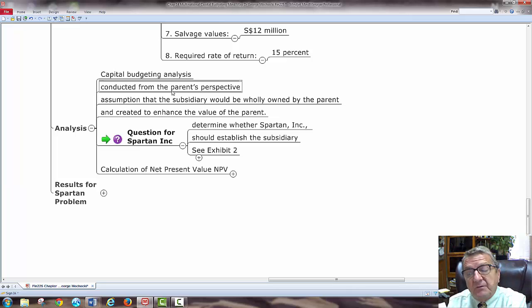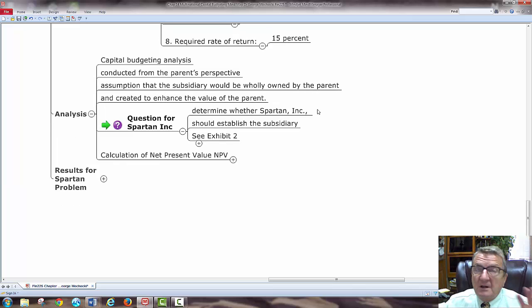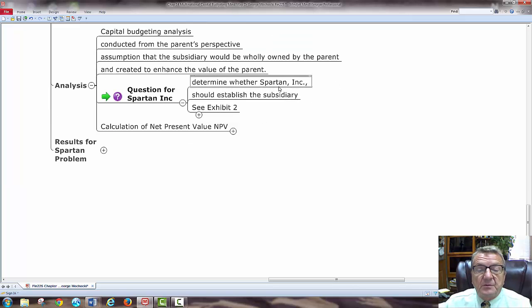And the value could be not only for the capital project, it may bring me more customer base. It may bring me overall value. Remember, value of the MNC is not only the dollar amount, it could be name recognition, it could be expansion. And so now I'm expanding, so it gives more confidence to the stockholders that want to invest in this. The assumption would be wholly owned by the parent, so you don't have any partnership in here. Create enhanced value of the parent. Determine whether Spartan Corporation should establish a subsidiary.